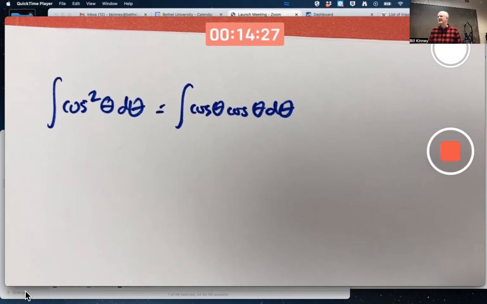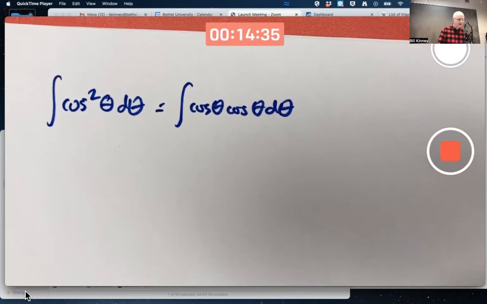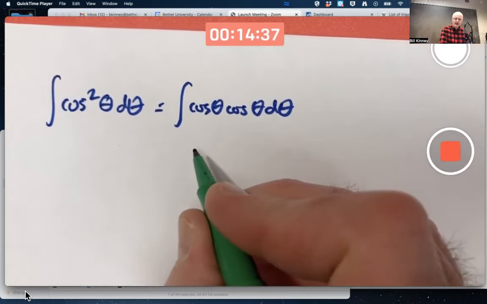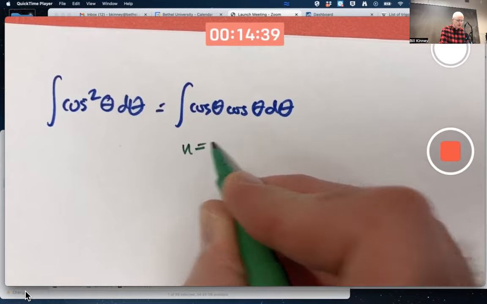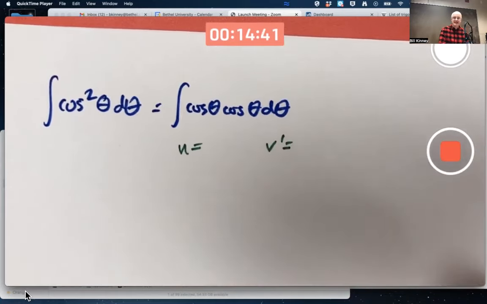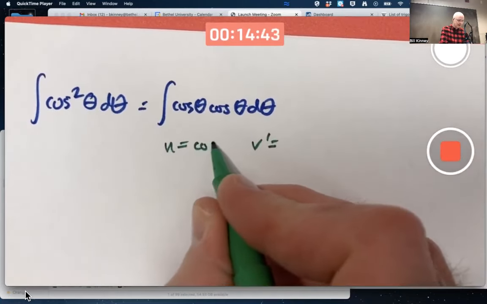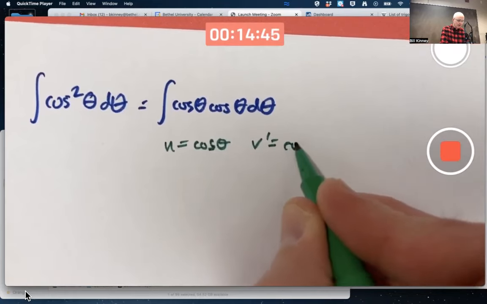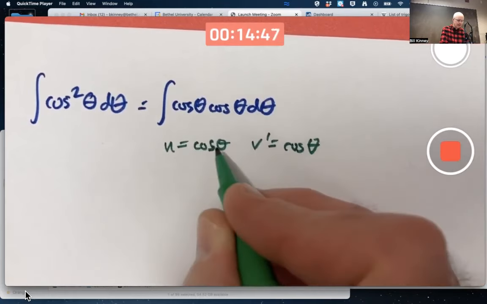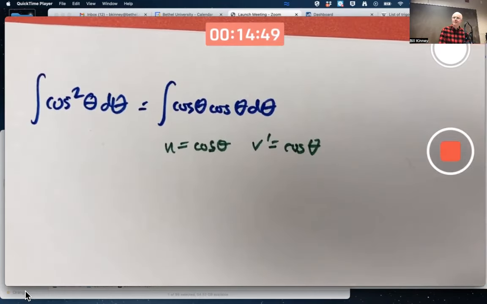Okay? And it's good to somewhat be familiar with what kinds of integrals can be done and what kind of integrals can't be done so easily. And that just takes experience and practice. Anyway, coming back and doing this by parts, what should u and v prime be? Evidently, I guess they both have to be cos theta. That's the only choice you could probably make that would make any sense.